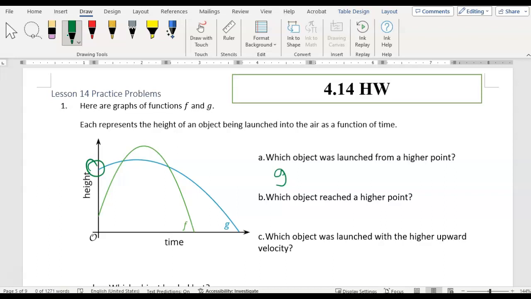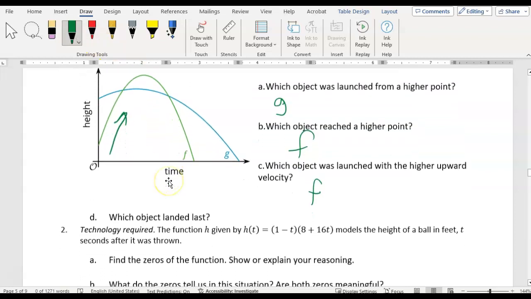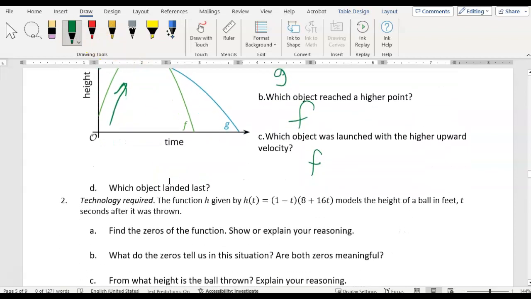Which object reached a higher point? Well, the maximum of f is higher than the maximum of g, so f reached a higher point. And then it says which object was launched with the higher upward velocity. So for this one, we're looking at how fast the height is changing. In this case, f is shooting up a lot faster, so f would have been launched with a higher upward velocity. And then which object landed last? That is g. g took a longer time to land on the ground.